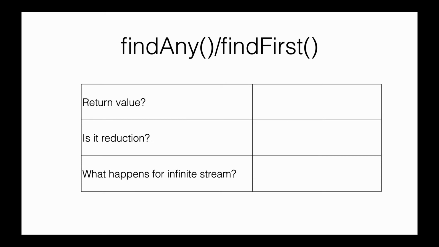The return value of findAny and findFirst is Optional, and the type will be the same as the type of the stream. Is it a reduction? It's not a reduction. Even though it returns a single value, it does not look at all the elements of the stream to return the output, and hence we can't call it a reduction. So what happens for a finite stream? Both findAny and findFirst do terminate the finite stream.